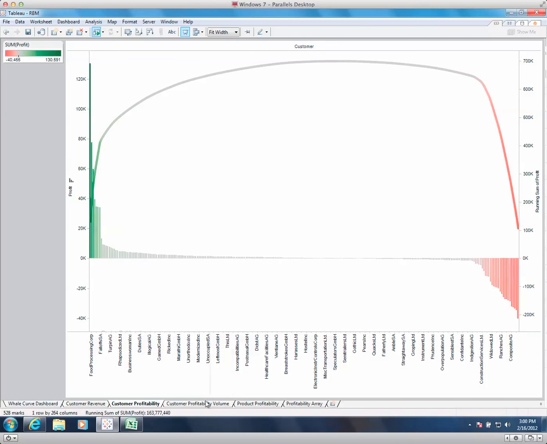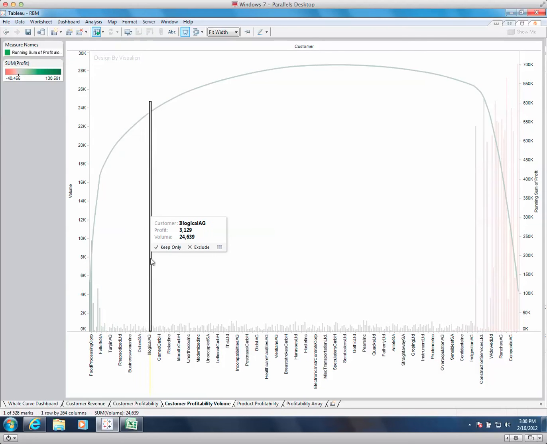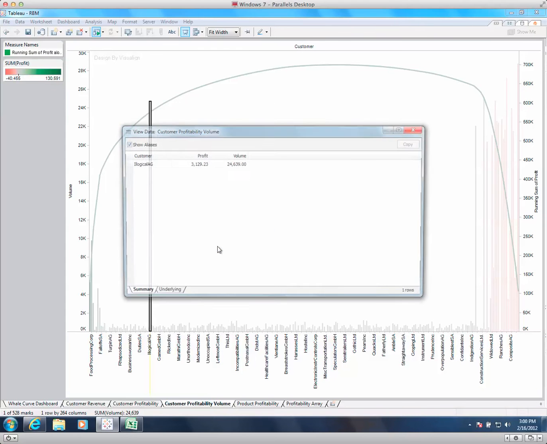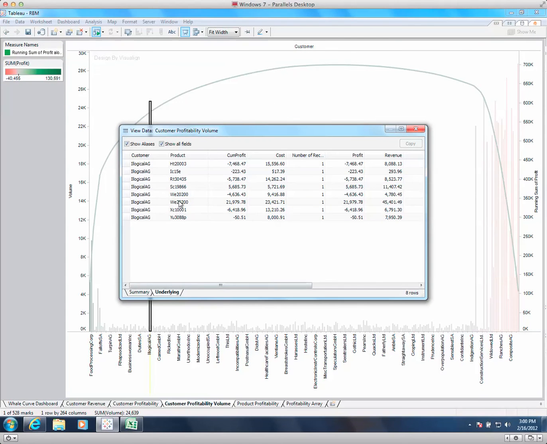Now, what we can also look at is if we plot the same whale curve of customer profitability, but instead look at the revenue of individual customers, we see we have some outliers. For example, of customers that create a large volume. And from within here, we can drill into these customers either by summary or by all the transactions that we've had. And notice that in this case, while this customer had a lot of revenue, it didn't necessarily contribute the most profit.